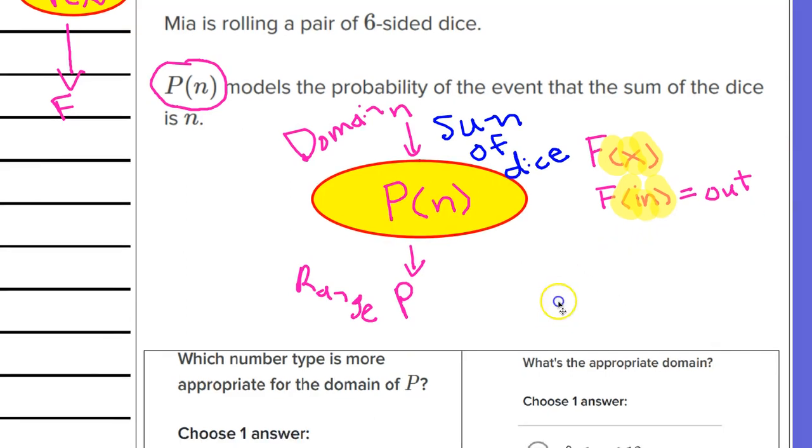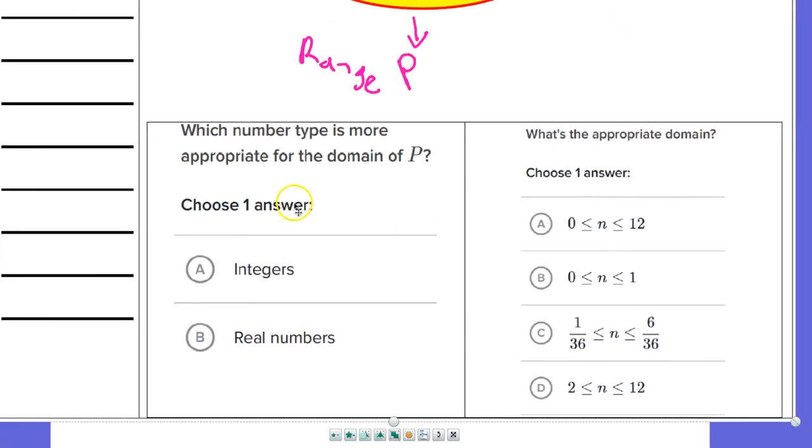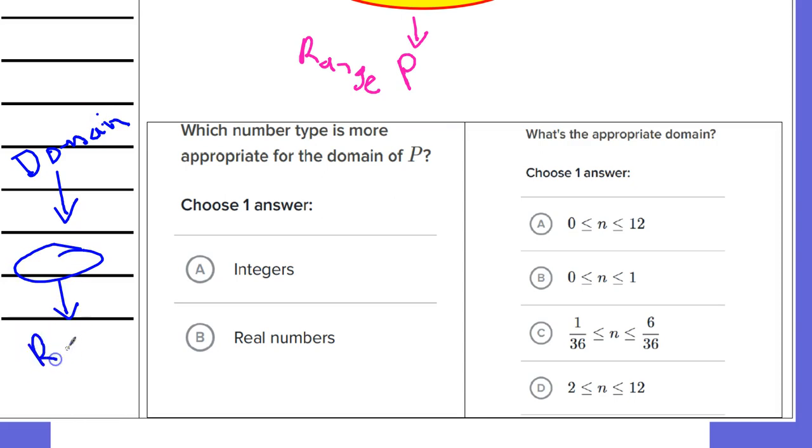So let's see. Which number type is more appropriate for the domain of P? So I'm going to duplicate this over here. So this is the domain, and then output was the range. When it says which number type is more appropriate for the domain, it's asking about the sum of the dice numbers. So we want to say, what kind of numbers are the sum of the dice? Are they integers? Integers are numbers like 1, 2, 3. In other words, these are not decimals. Real numbers are decimals.